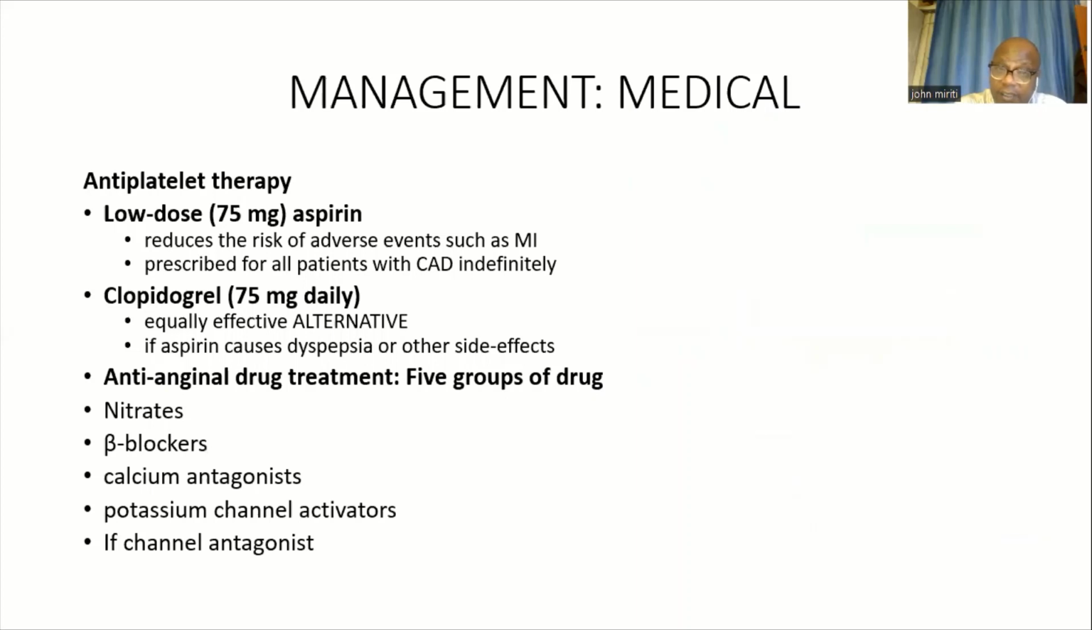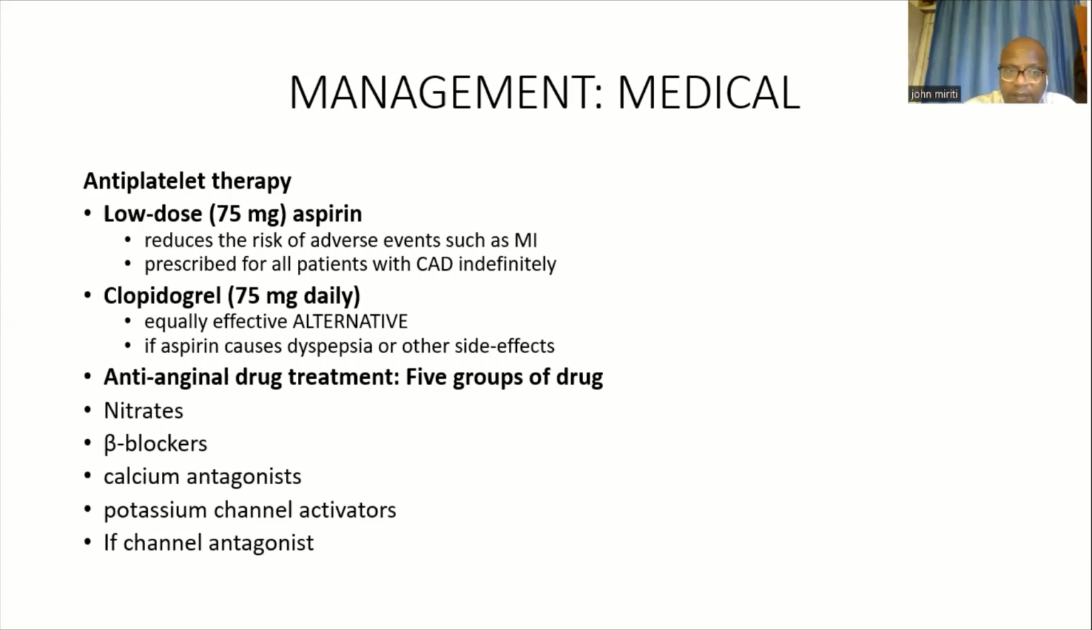In the blood, you give low dose aspirin, 75 milligrams, if the patient is not contraindicated to aspirin. This reduces the adverse effects of the disease, such as myocardial infarction, and it is prescribed for all patients with coronary artery disease indefinitely. Also, you can give clopidogrel if aspirin is contraindicated. You can also give anti-angina drugs.